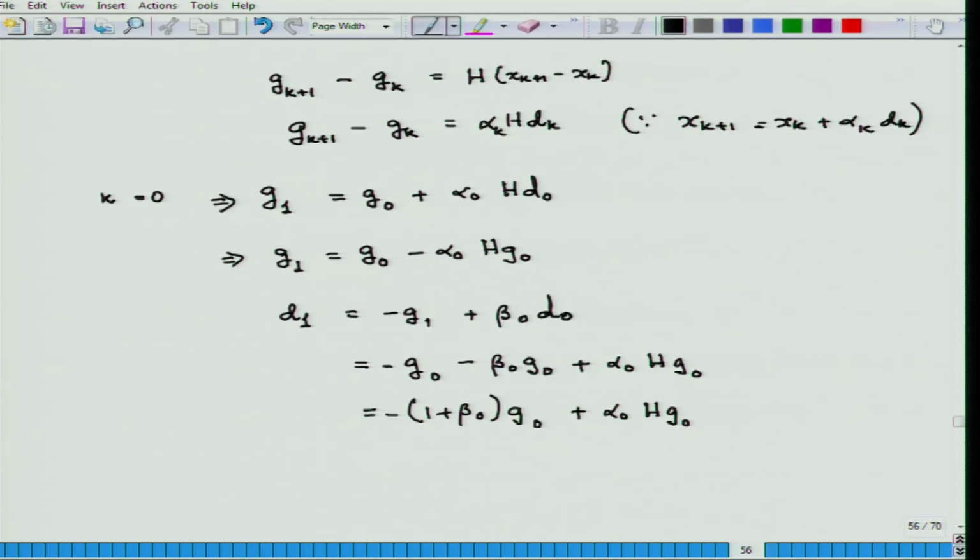So, let us go to k equal to 2, what I have concluded here.